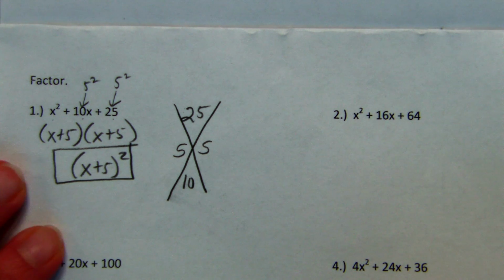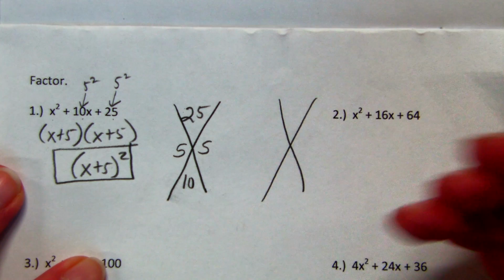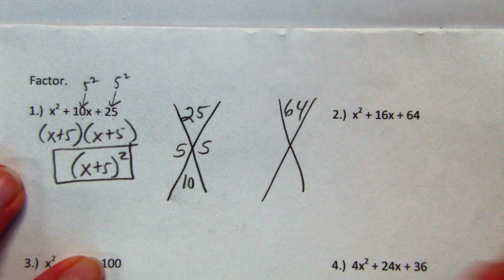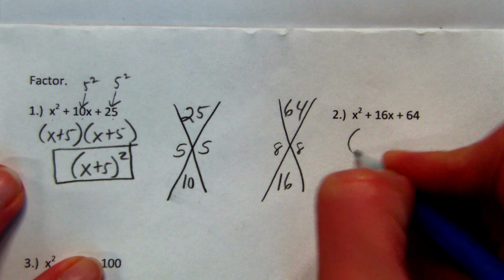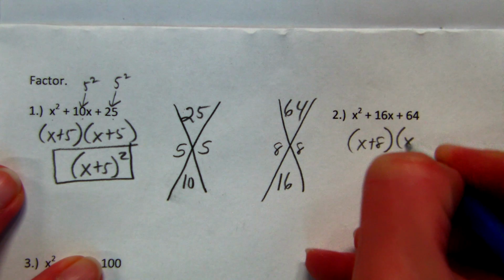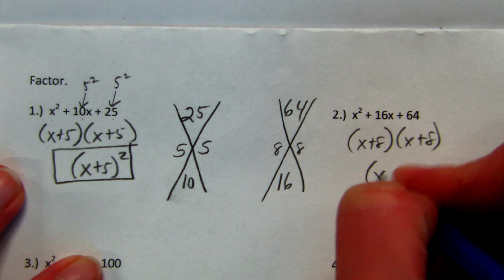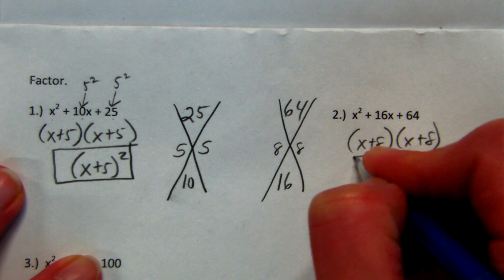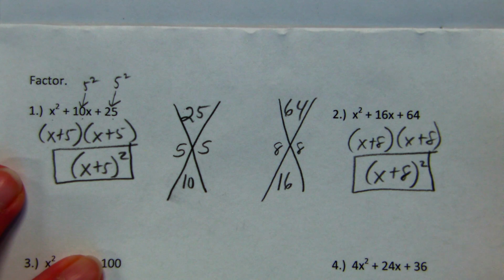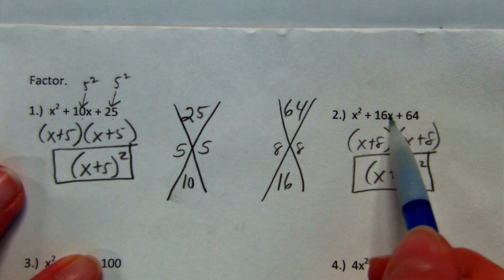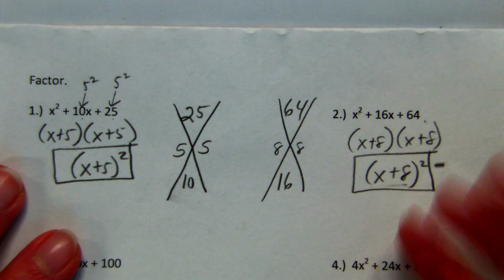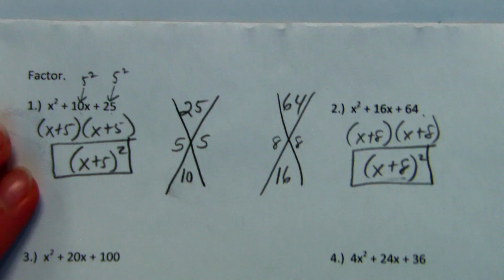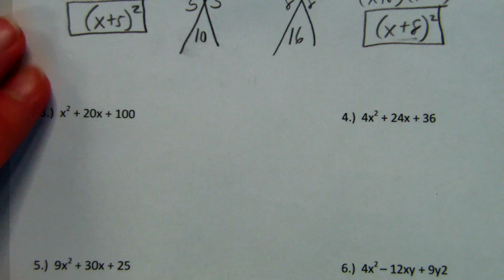So on the next one, it's got the same kind of format. We're looking for numbers that multiply to make 64 that add up to 16. 8. So 8 and 8. So we'd have x plus 8 and x plus 8. And you can, if you want to, just go straight to x plus 8 squared. By the way, these are called perfect square trinomials because they're trinomials. They have 3 terms, but we can factor them into a perfect something squared. I didn't really explain that before, so hopefully that'll help.